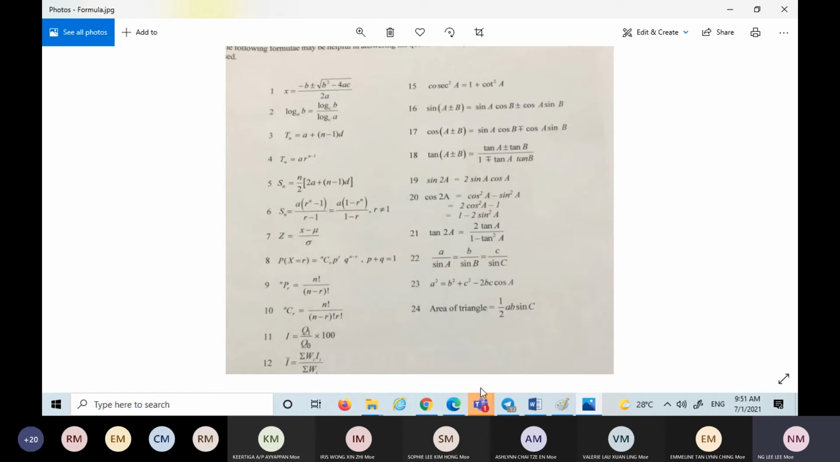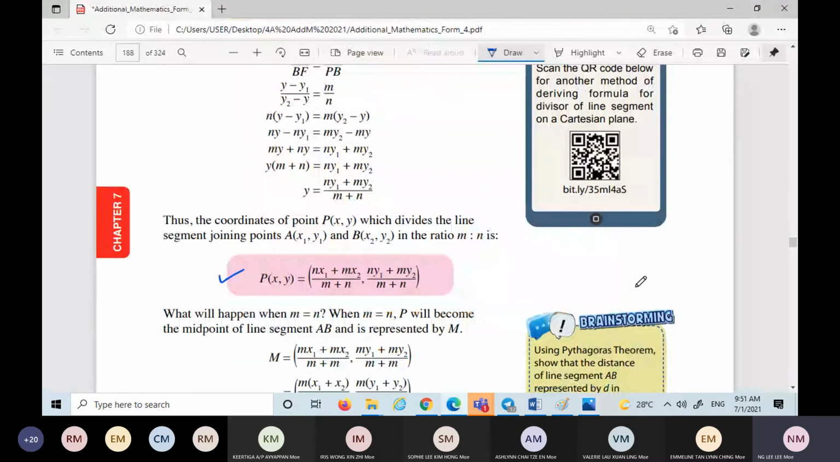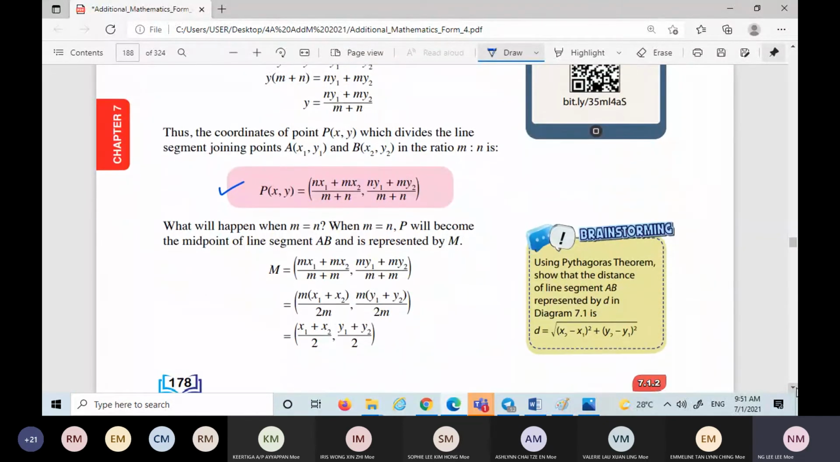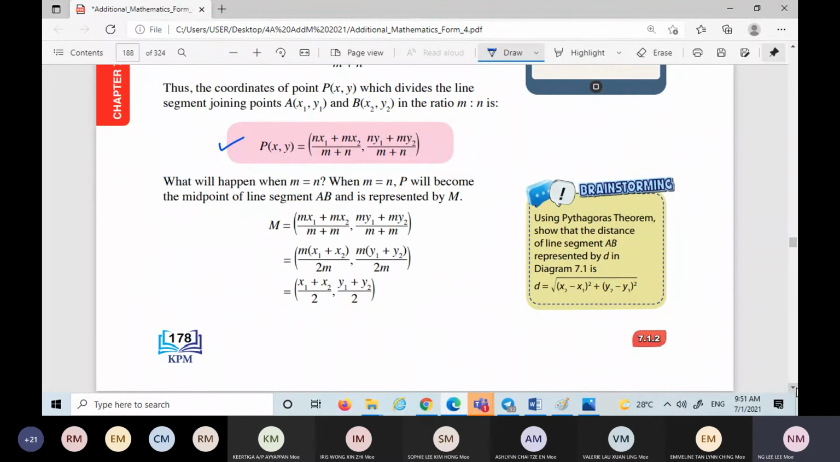Okay, so we come back here. So set. Okay, and then the other one. Okay, how from here we come up with the formula for midpoint.